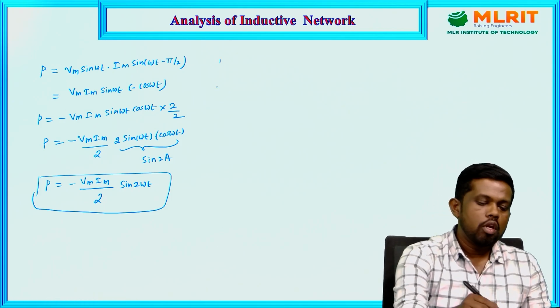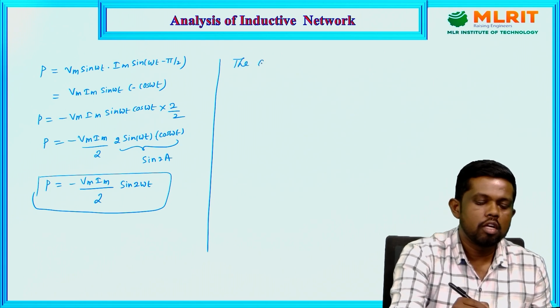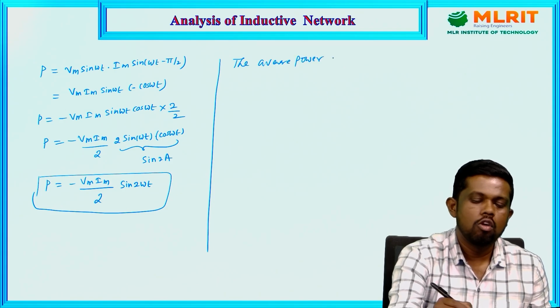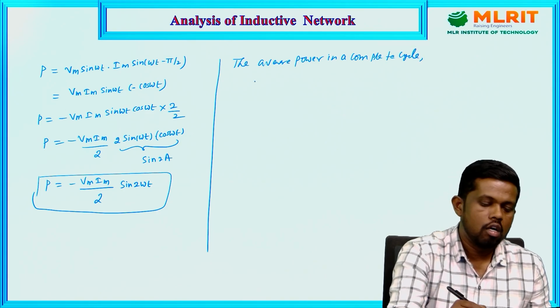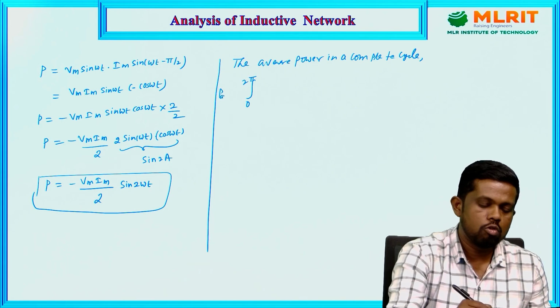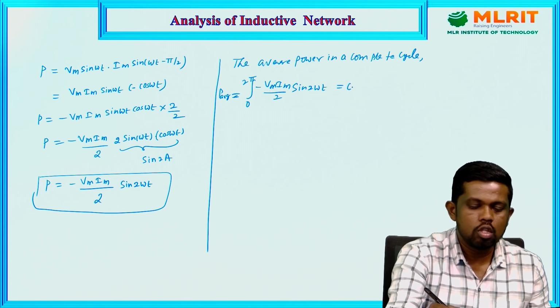Based on this, we need to find the average power. So the average power taken by the inductor over a complete cycle should be the integral. For one cycle the span should be 2 pi, so P average equals the integration from 0 to 2 pi of minus Vm Im by 2 sine of 2 omega t, which equals 0.